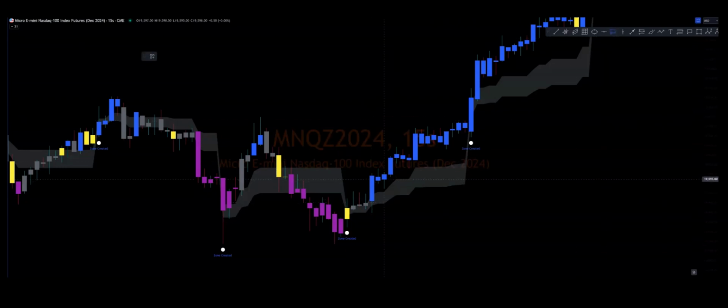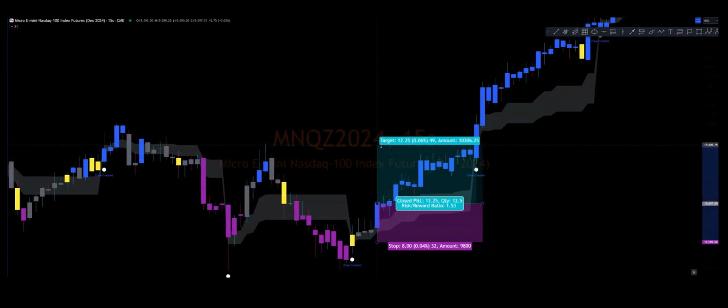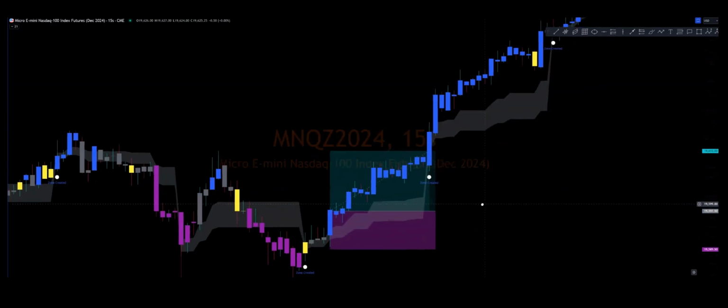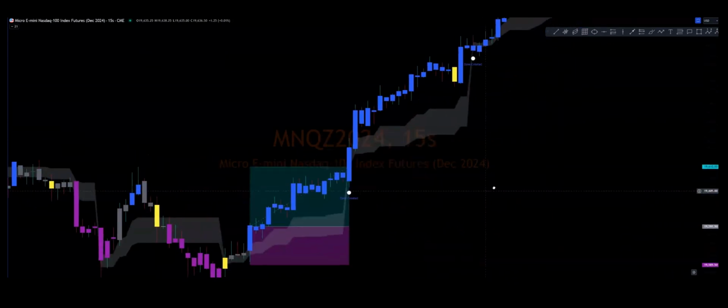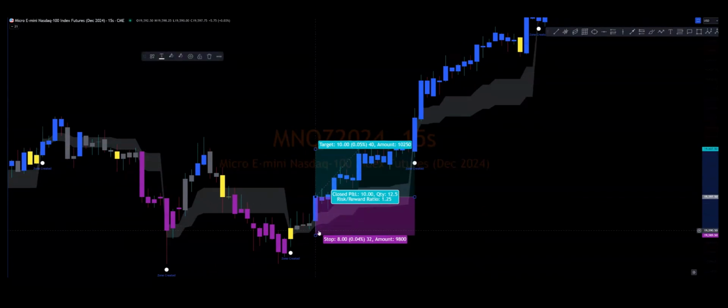And what we're going to do is buy that, and put our stop loss under that candle, and take 60 ticks, 50 ticks, 40 ticks, whatever you want to do, risk to reward, however you want to do it. And then we're going to go to the next. So I like to do 40 ticks. 40 ticks is my go-to for NASDAQ.